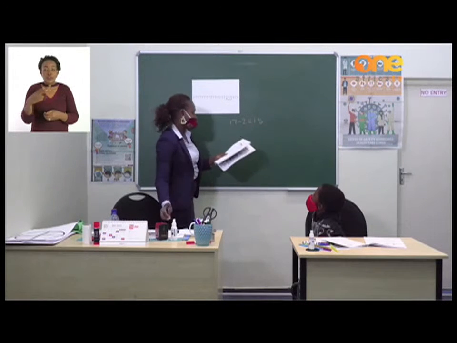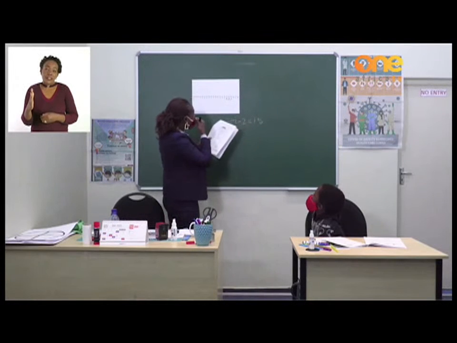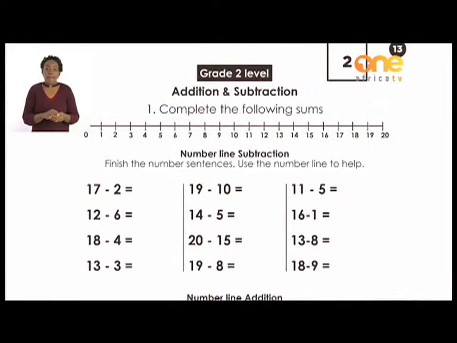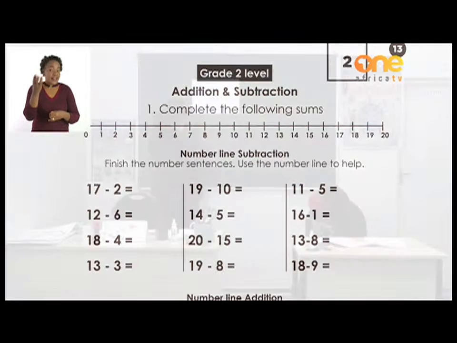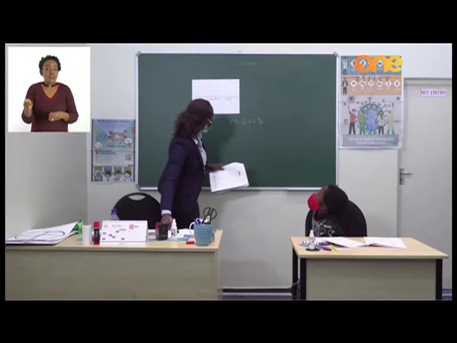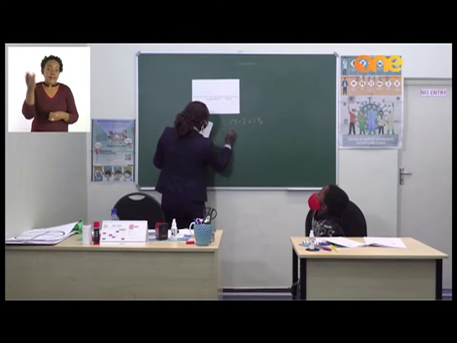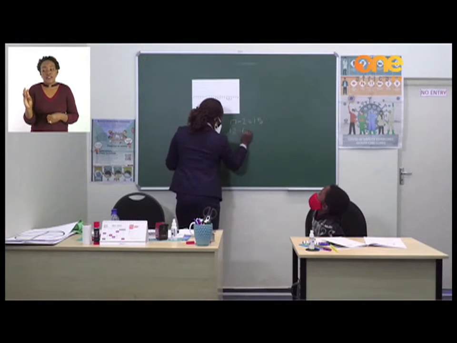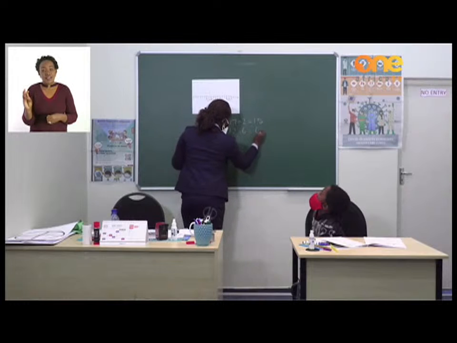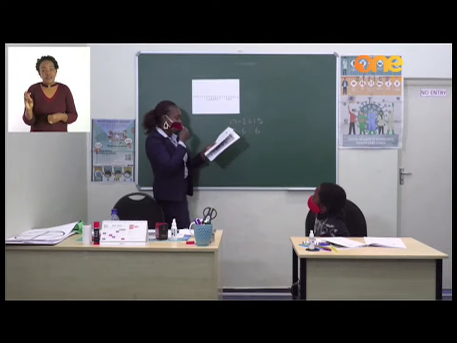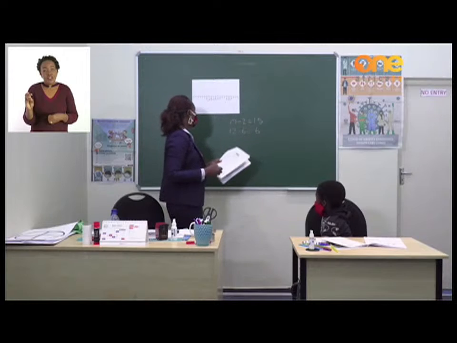Let me try 12 minus 6. We come to 12. 1, 2, 3, 4, 5, 6. So our answer, 12 minus 6 equals 6. So you do the rest on your own.